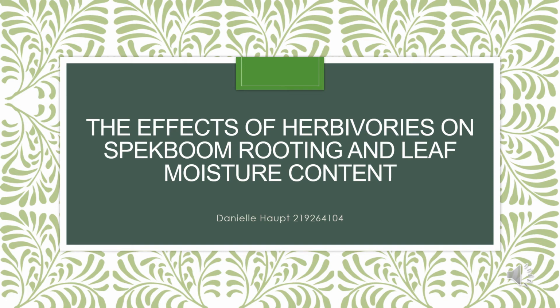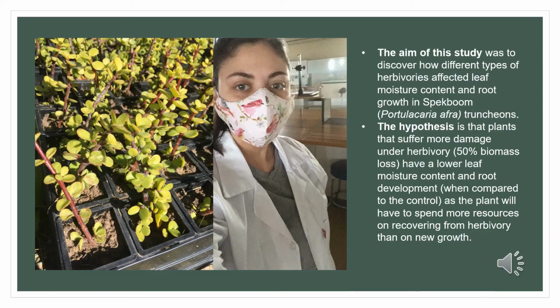My project was on the effects of herbivory on spekboom rooting and leaf moisture content. It is important to understand the effect herbivory has on such a plant so that the result can be applied to knowledge of overgrazing and how different types of herbivory can affect the shrub. Overgrazing is estimated to have degraded 46% of the naturally occurring spekboom thicket alone.